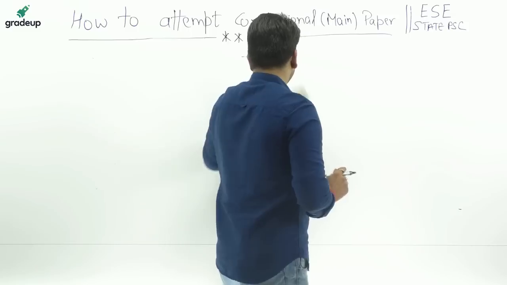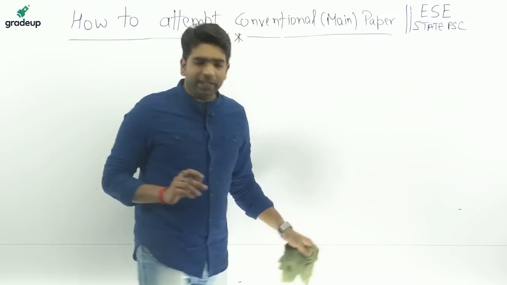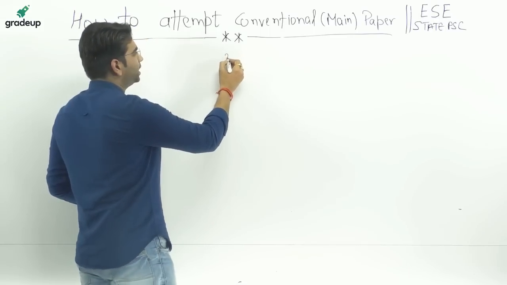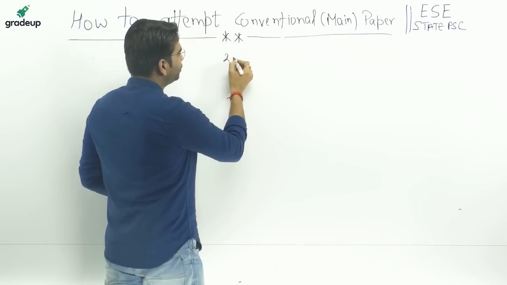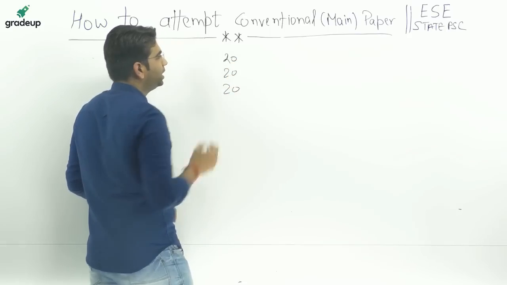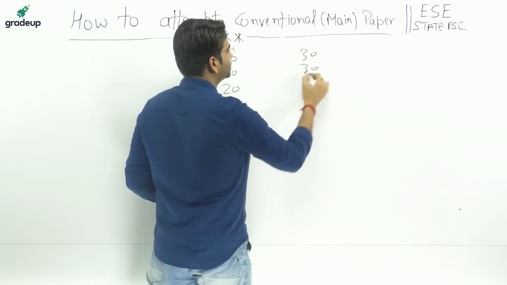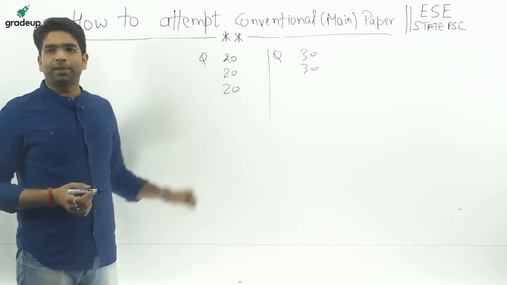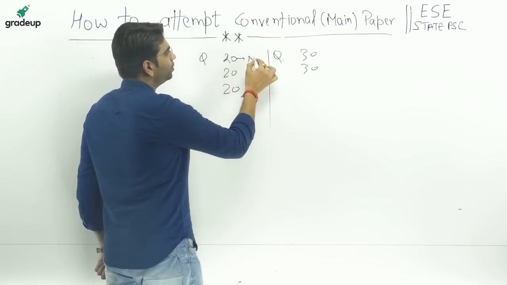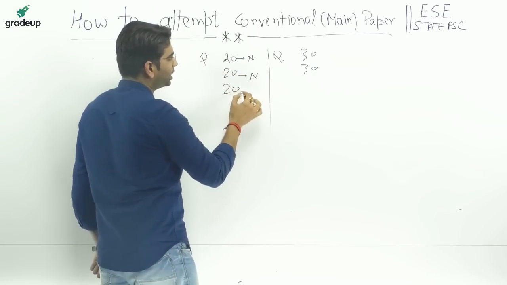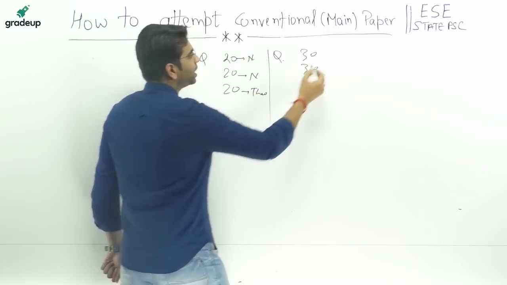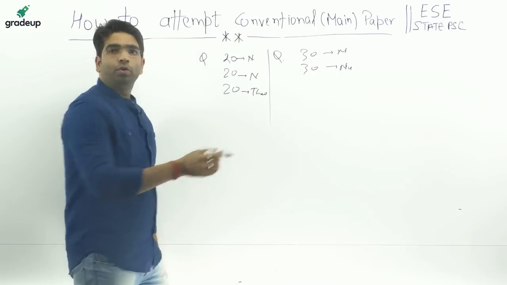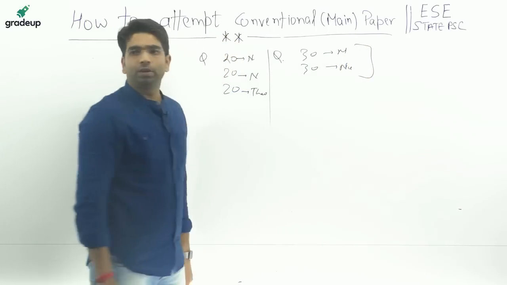My dear friends, one thing of utmost importance which every ESE aspirant who is giving the exam follows: if a question is numerical type, 20 marks, and here another is 30 marks, these are two questions. How to select the best question out of them? If one is numerical type and one is theory type, and here both are numerical type, then go for the numerical questions.